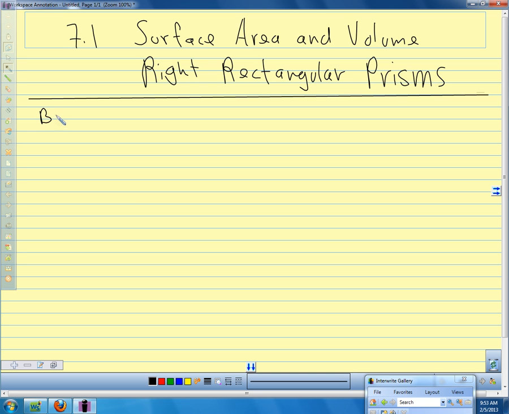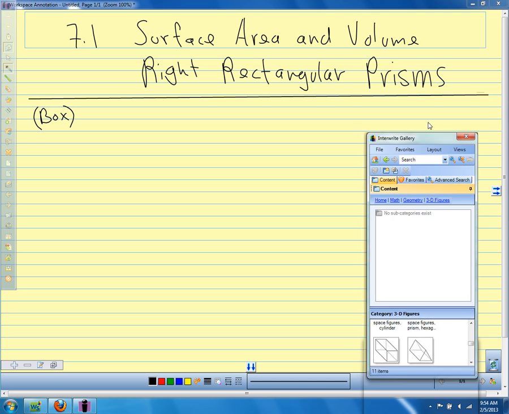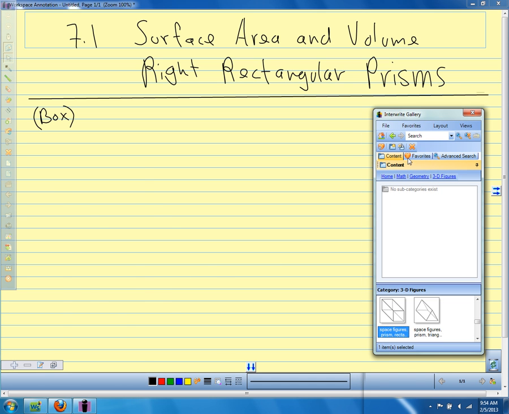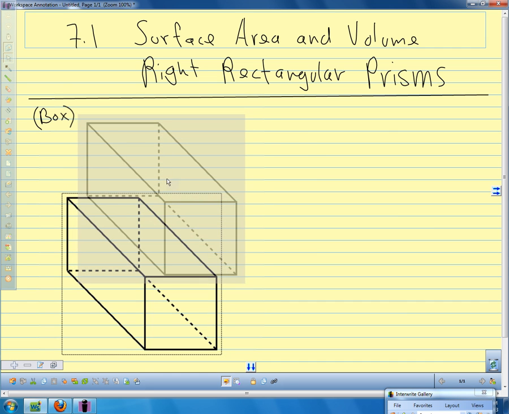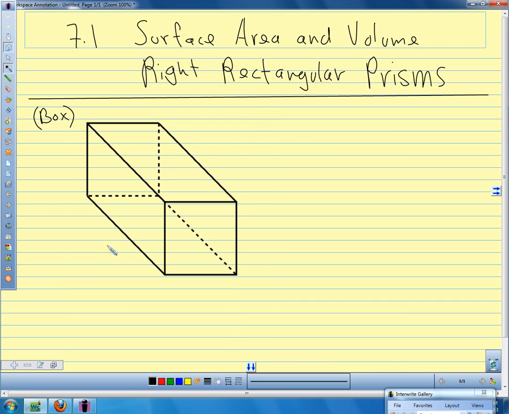So let me grab a picture of a box, and we'll talk about the surface area and the volume. So there's my box. We're going to say that the dimensions of the box, just like we did the other day, are L, W, and H. It doesn't matter which side we call L, the length, which side we call the width, which side we call the height. We can switch them all around, just as long as we get one side labeled each way.